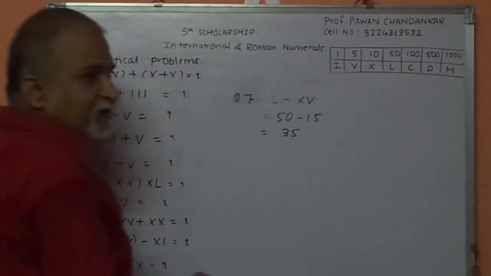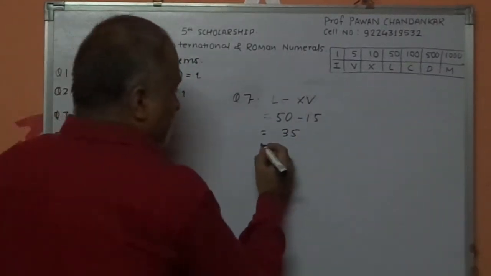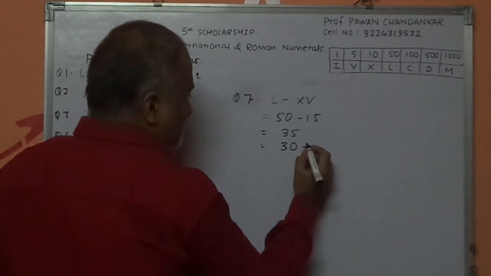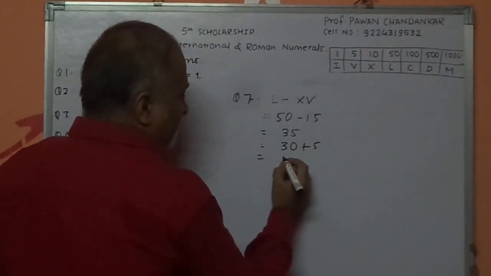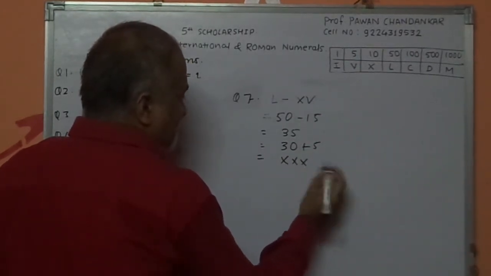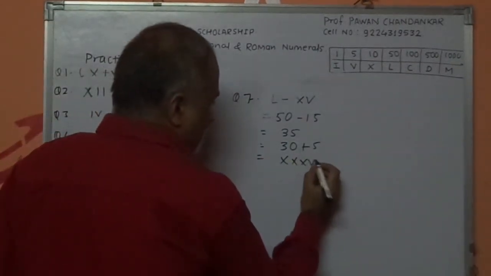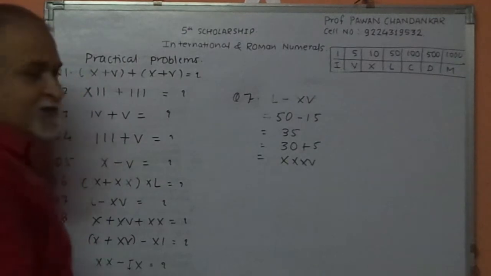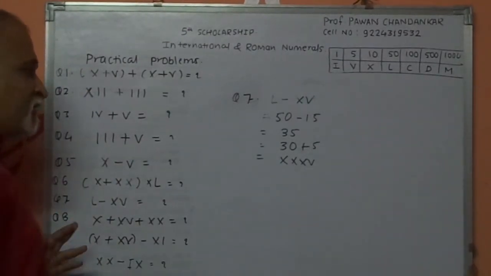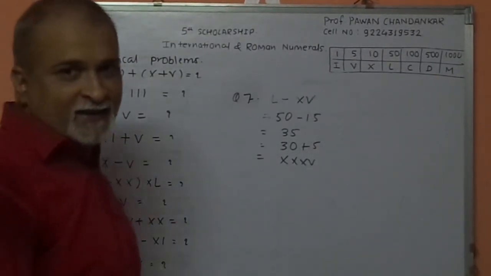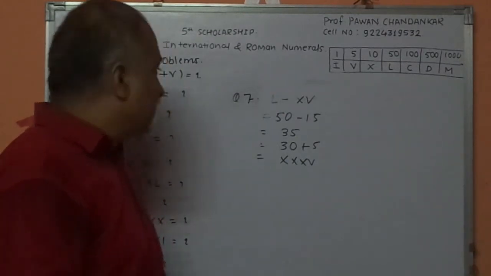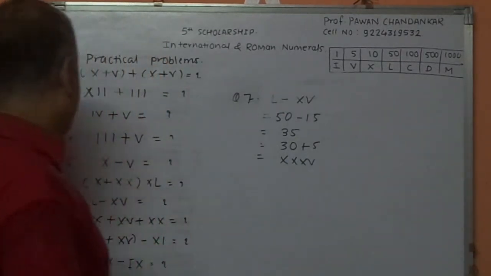How will you represent 35 in Roman numerals? 35 means 30 plus 5. Right, students? So 30, how will you represent? X, X, X. How many times? 3 times. And 5 means V. So our answer is XXXV. 35 is represented in Roman numerals as XXXV. Right, students? Look at the next question.